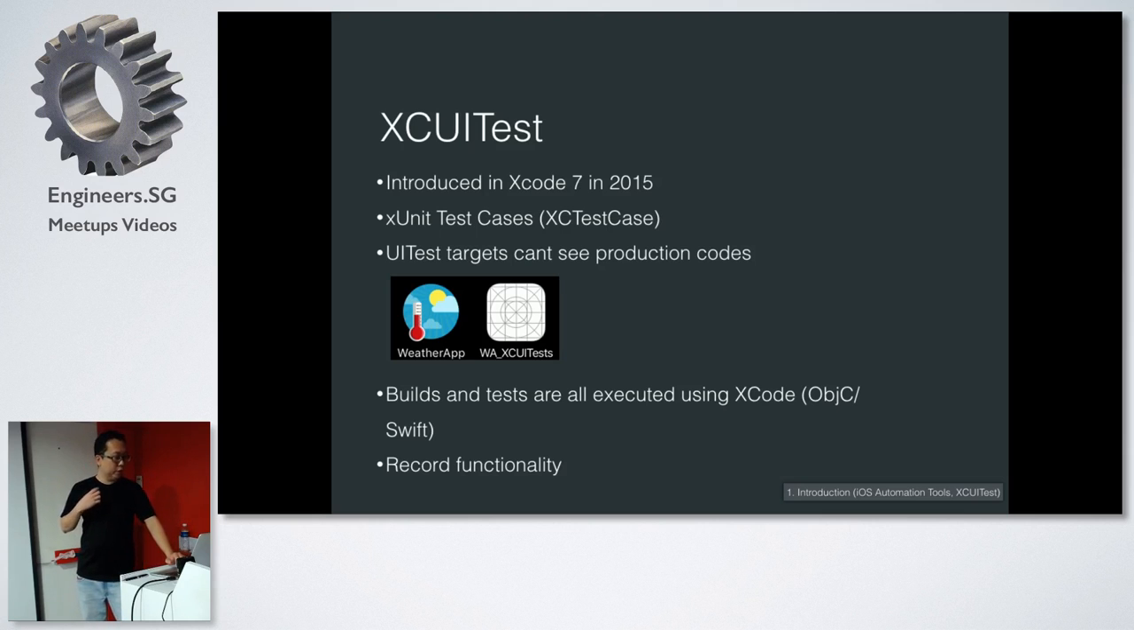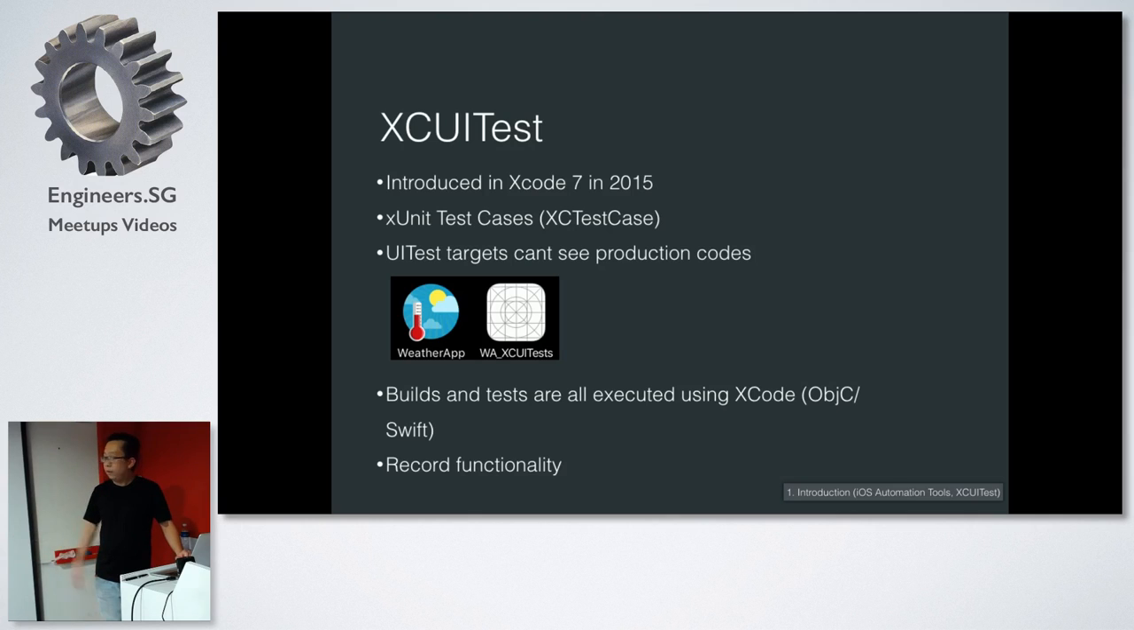When we run XCUITest, we build and install the test target app plus the test runner. The test runner will launch the app and query the elements on screen. The UI test target cannot see the production code at all, so we are doing black box testing. There's no way of using mocks. We can't use OCMock or Mockingjay in our UI tests.